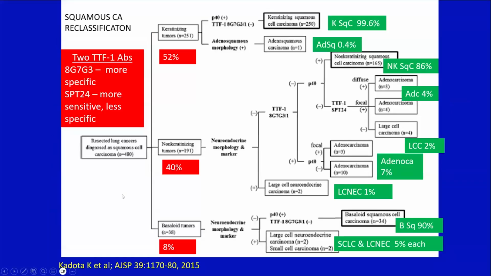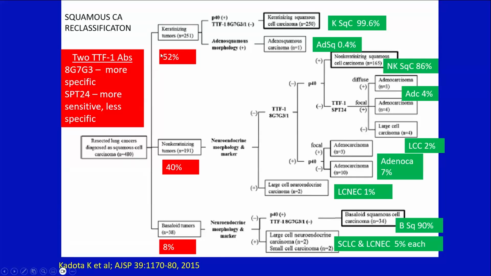I'd like to show this study from Koichi Kudoda, another important one, where he took a set of cases that had been diagnosed as squamous cell carcinoma here at Memorial and applied a set of immunostains, including 2 TTF antibodies, the more specific DAKO 8G7G3 and the more sensitive, less specific SPT24 antibody. And you'll hear more about these in the subsequent lecture on immunohistochemistry.